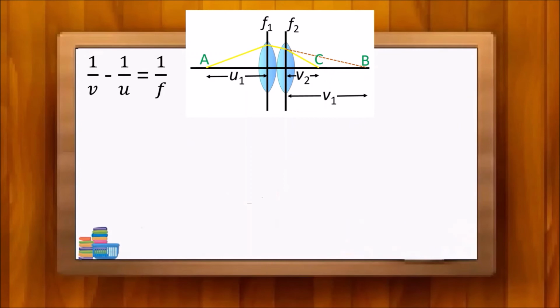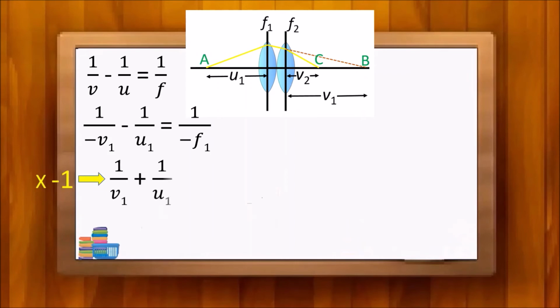Lens formula for lens number 1. 1 over negative V1 minus 1 over U1 equals 1 over negative F1. Multiply the whole equation by negative 1. 1 over V1 plus 1 over U1 equals 1 over F1. Change the terms. It's 1 over V1 equals 1 over F1 minus 1 over U1.